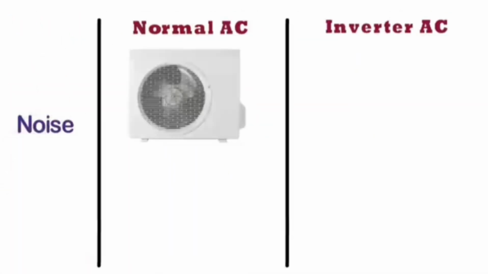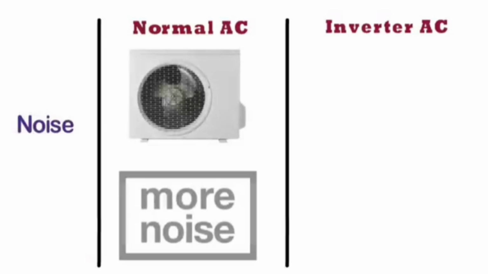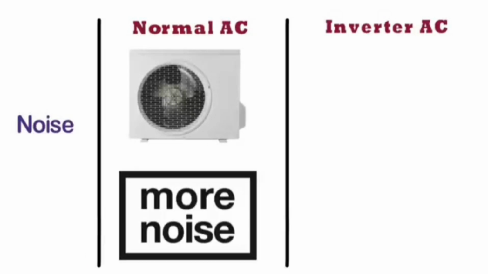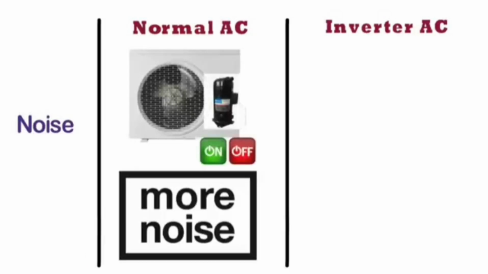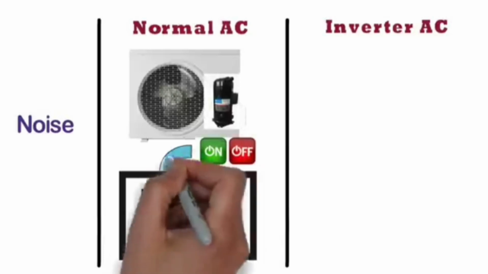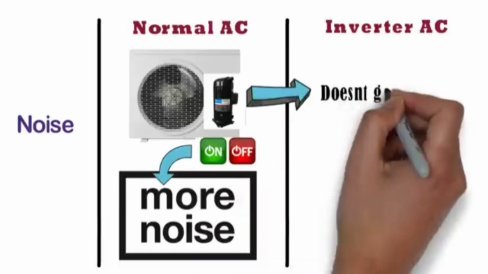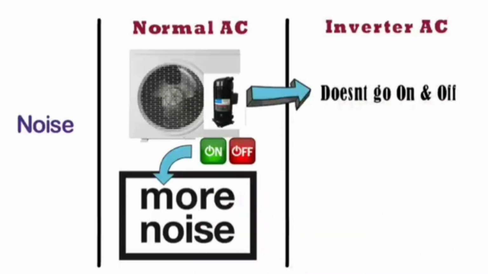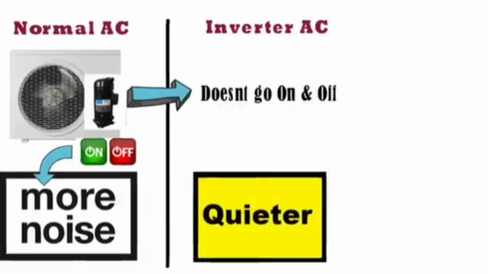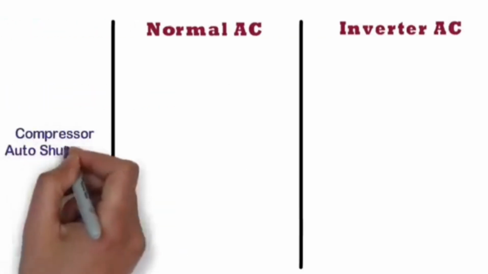Noise. In case of normal AC, the outdoor unit creates more noise as compared to inverter AC. The compressor motor turns on and off throughout its operation, which causes a significant amount of noise. Whereas in case of inverter AC, the compressor motor does not go on and off all the time, hence operation is much quieter.